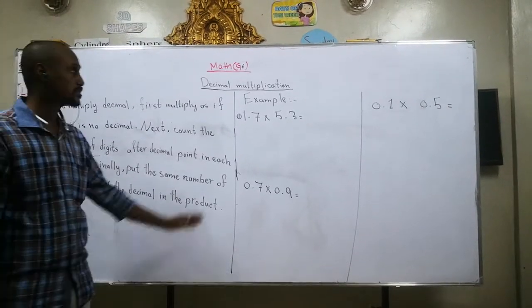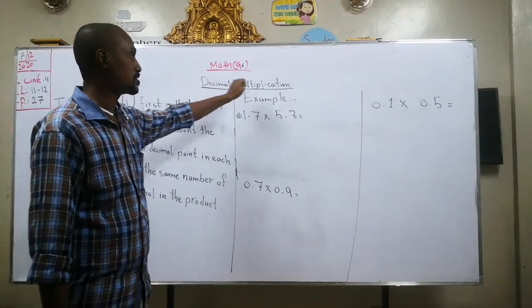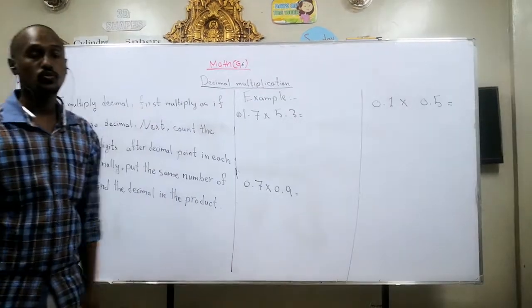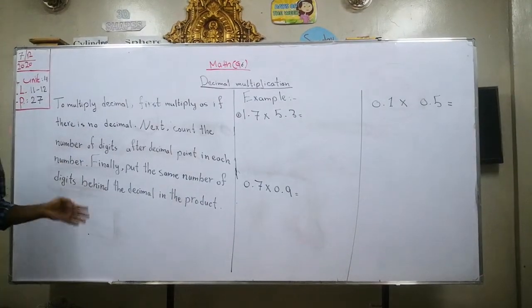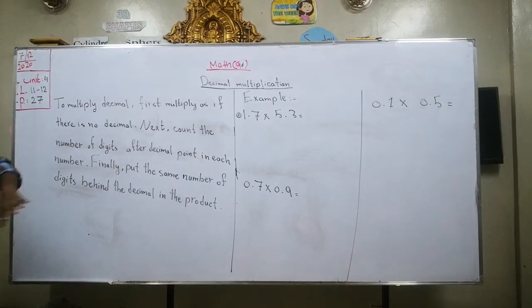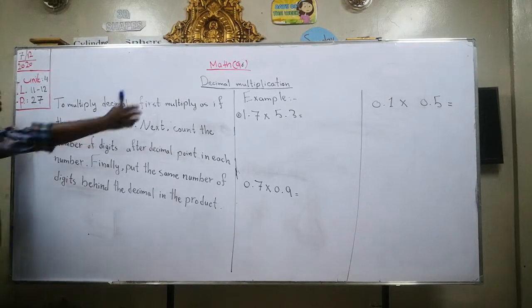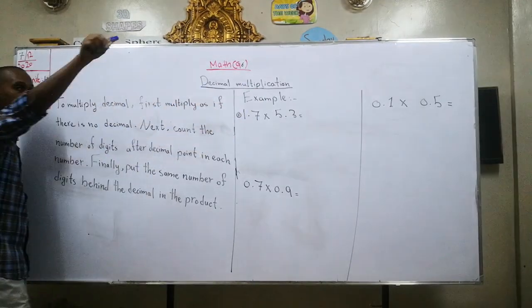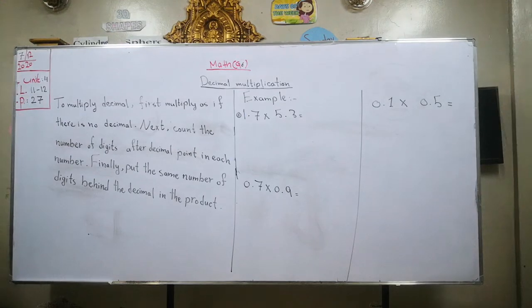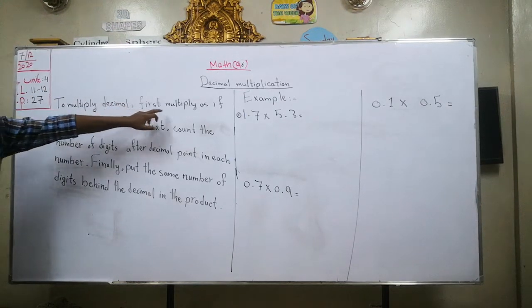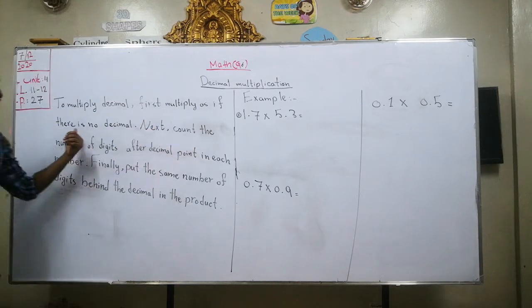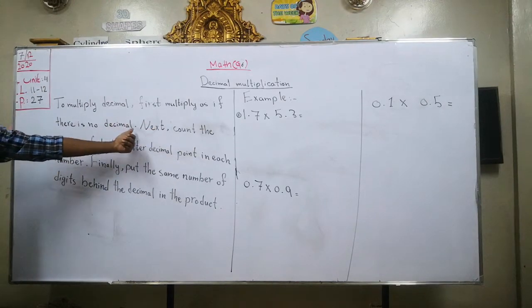Today we're going to study a new lesson called decimal multiplication. Yesterday, we studied how to multiply whole numbers. Today, we're going to study how to do it with decimals. If we have a decimal point, what will we do? To multiply decimals, first multiply as if there is no decimal point.